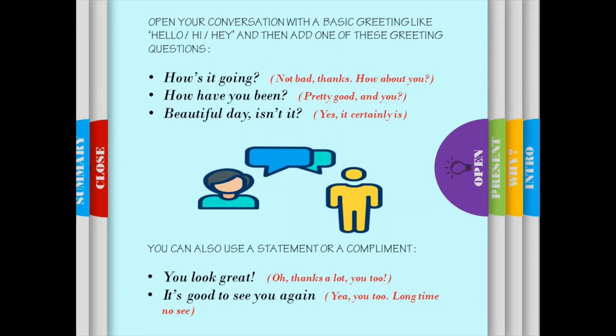So the tip for opening a conversation like a native is to use these questions and phrases and try to add them together. For example, hello, how's it going? You look great. So we will add them together to say more. Hi, how have you been? It's good to see you again.